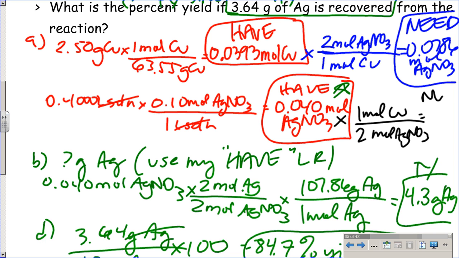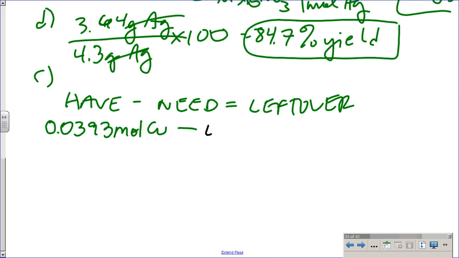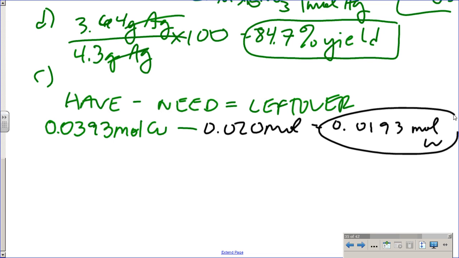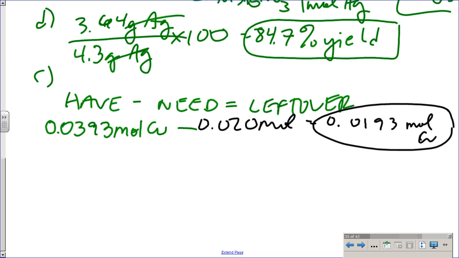This is going to tell me how much I need of copper when I calculate that, which is 0.04 divided by 2, 0.020 moles. Okay, so once I figure out how much I actually need, which is a small amount of the copper, I take that, subtract, to get 0.0193 moles of copper. And I could convert that to mass if I wanted to, which I should, but I'm not going to.